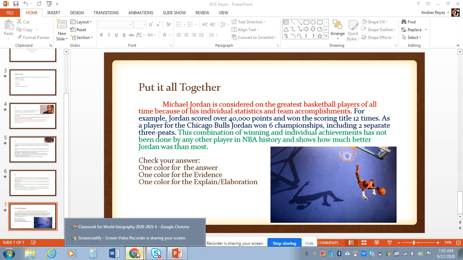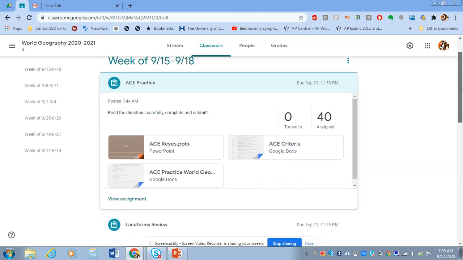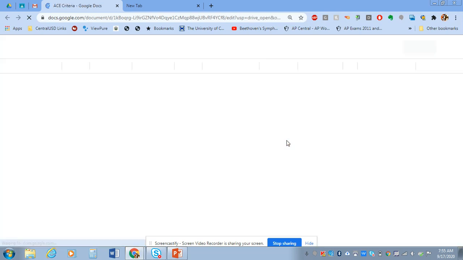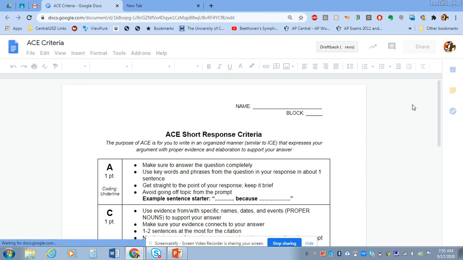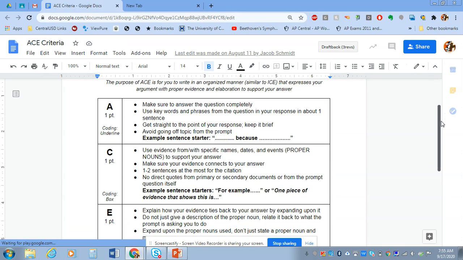So let's go back to Classroom. Here's Classroom. We've got it here. That's that PowerPoint that I just went over for you to use. Now, let's say you want to see that kind of in a written format. Check this document out. This ACE criteria goes over everything I just said, but it's written down for you.